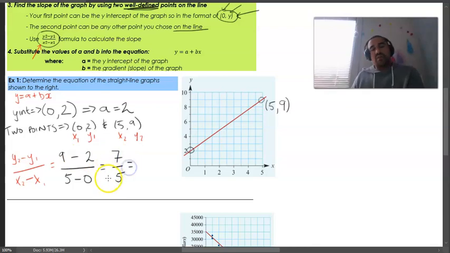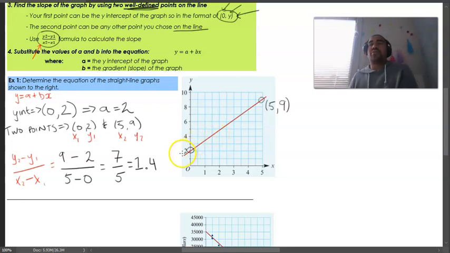Now we don't leave it in this format, 7 over 5. We're going to write this as a decimal, and this is 1.4. So our slope is 1.4. In other words, for every 1 unit we go to the right, we're going up by 1.4. 1 unit to the right, up 1.4.